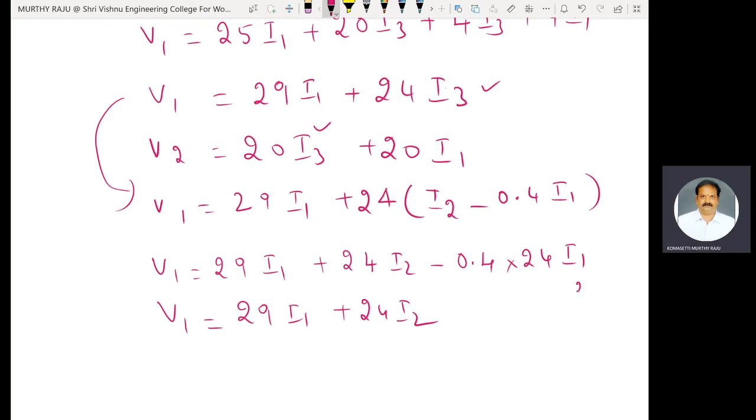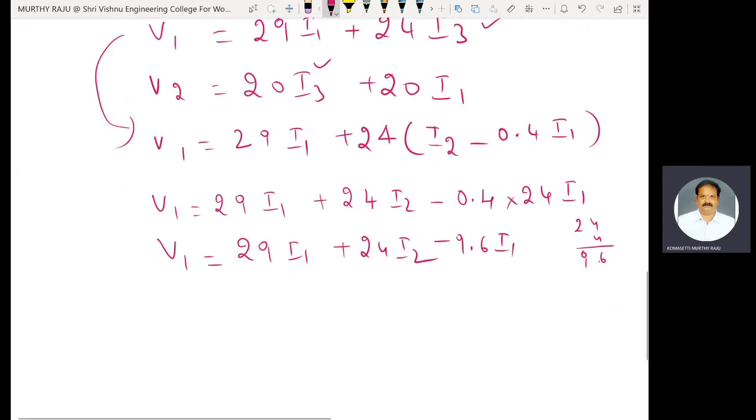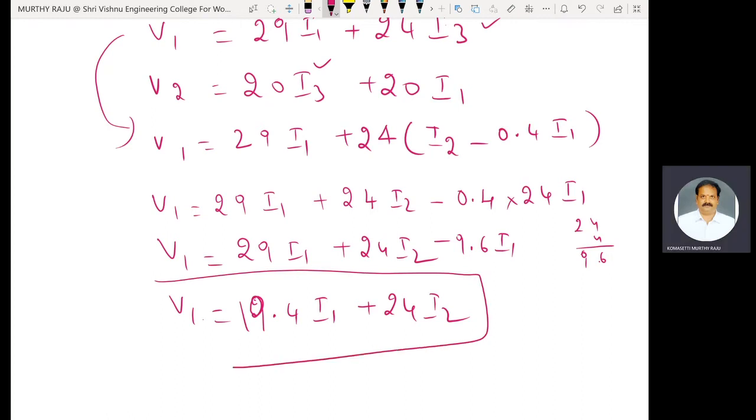0.4 into 24 is equal to 9.6. Minus 9.6 I1. Finally, V1 is equal to 29 I1 minus 9.6 I1. That is 19.4 I1 plus 24 I2. This is the one equation.